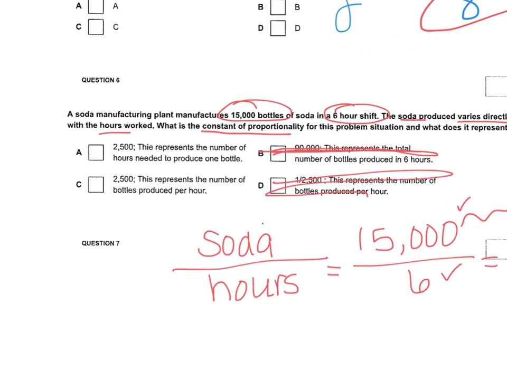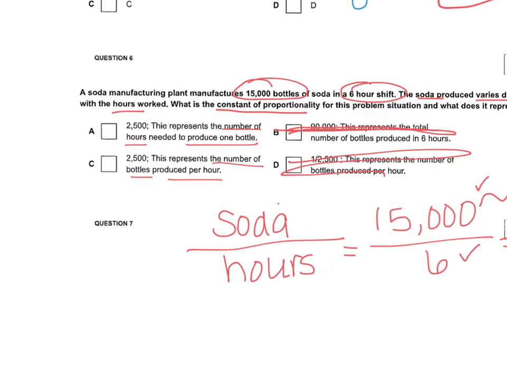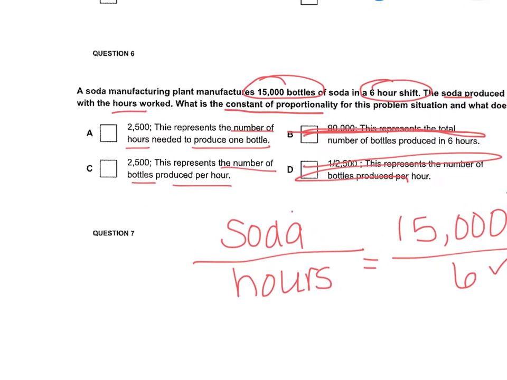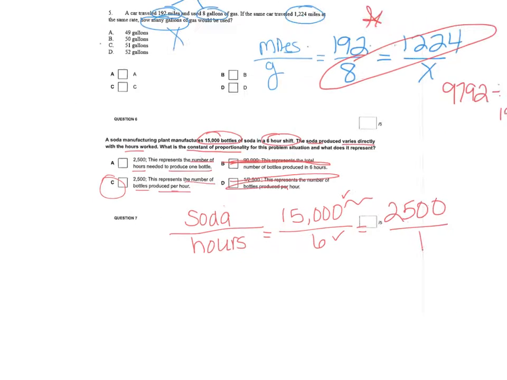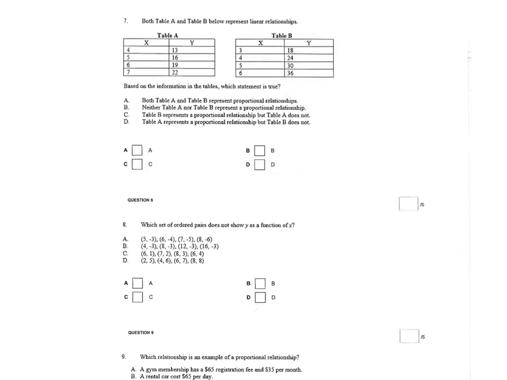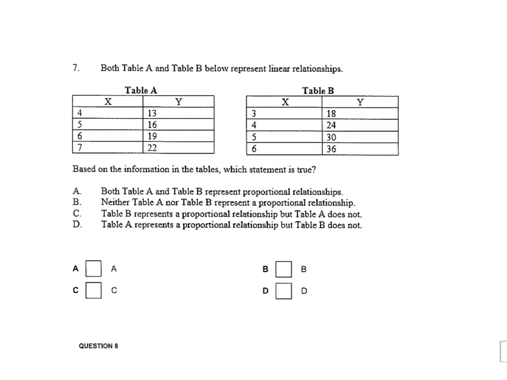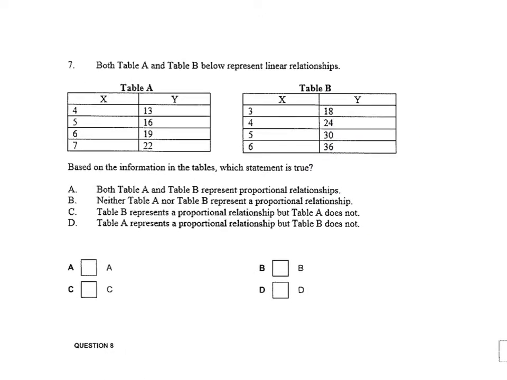So 2,500, does that represent the number of hours needed to produce 1 bottle or the number of bottles produced per hour? Think about which makes the most sense. Do you need 2,500 hours to make 1 bottle or 1 hour to make 2,500 bottles? Based on the table, which one is true?